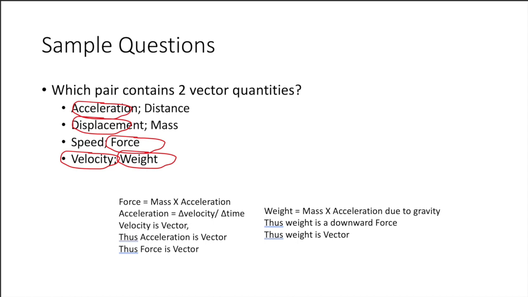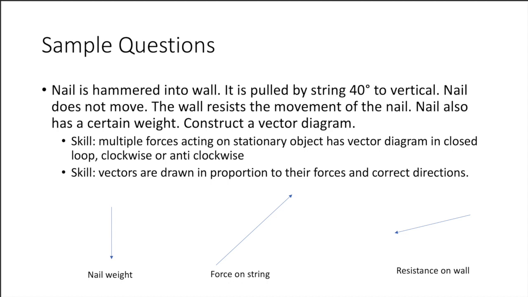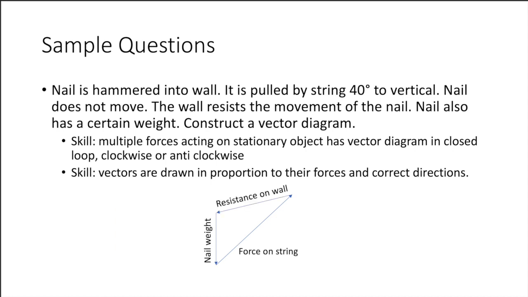Talking about addition of vectors, if there are a couple of forces acting on a certain object and the object is stationary, the vector forces must close back in a loop. Recall that vector quantities only take into consideration the origin and the destination. So if the destination is the same point as the origin, which means to say it's not moving, the vector diagram has to be a closed loop, either clockwise or anti-clockwise. So a nail is on a wall being pulled by a string. The nail itself has a certain amount of weight, so the force exerted by the wall will be this resultant one, because everything must close back as a loop.